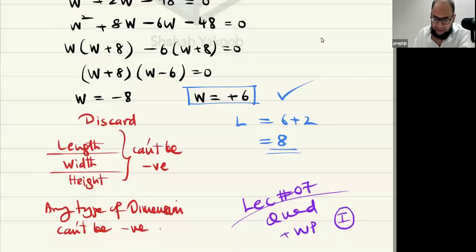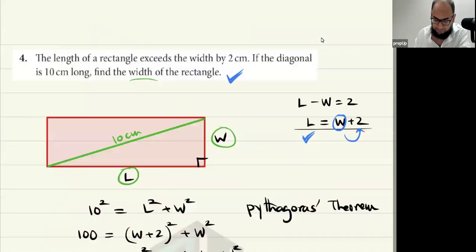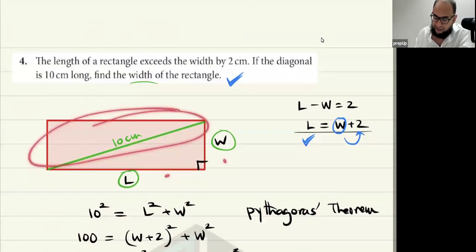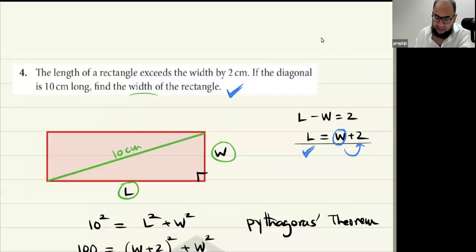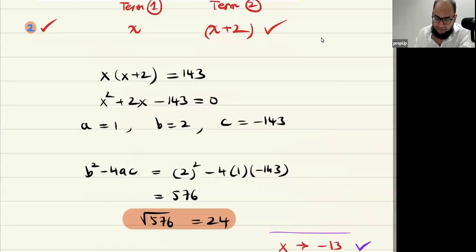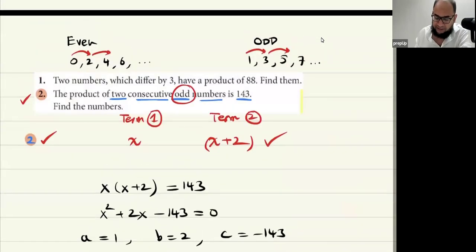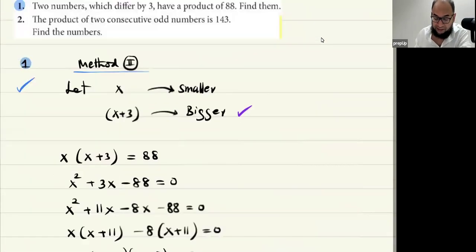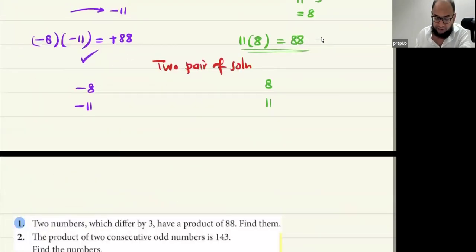Now let me just recap what we did last time. We did a question that was related with diagonal and the two sides, that is based upon Pythagoras theorem. We did a question that was based upon the product of two odd numbers as 143. We did a question in three different ways. Let me explain this one, recap this one.